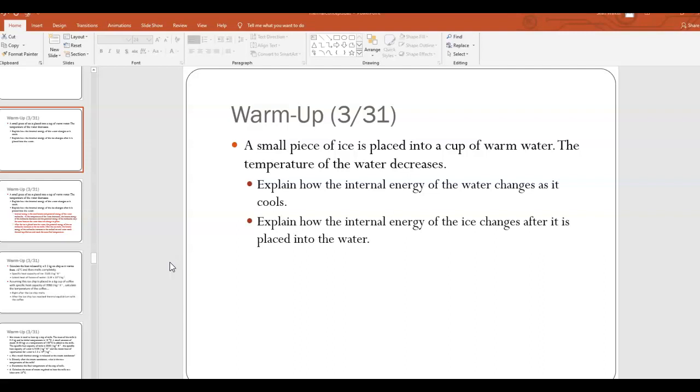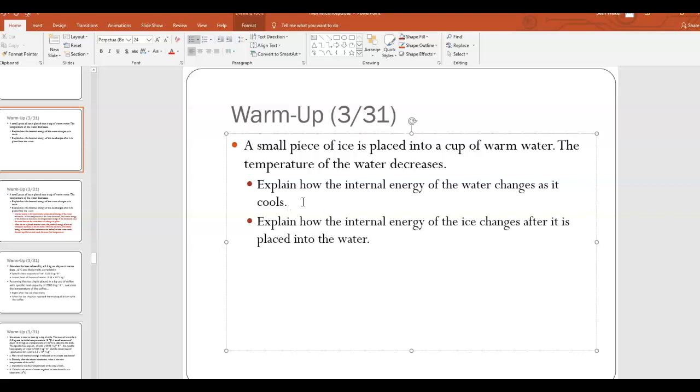Okay, so this first question is not a calculation question, it's a concept question. You see these all the time on the IB exam where you actually have to explain something in words. Okay, so take a look at this question. It says a small piece of ice is placed in a cup of warm water. The temperature of the water decreases. And the two questions are explain how the internal energy of the water changes as it cools, and explain how the internal energy of the ice changes after it is placed into the water.